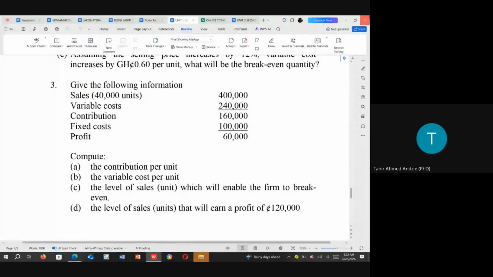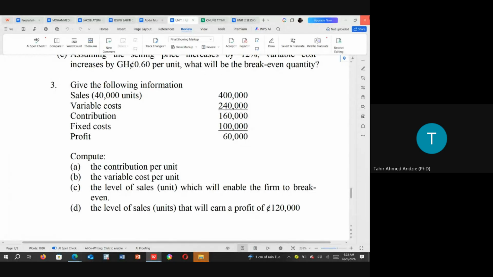The D says that we should calculate the sales units that will help the firm earn a profit of 120,000. Look at the statement we have here. If we are not making a profit, it means the contribution equals the fixed cost of 160,000 so that there is no profit. But if we are making a profit, then the total contribution should be divided by the contribution per unit to get the units.